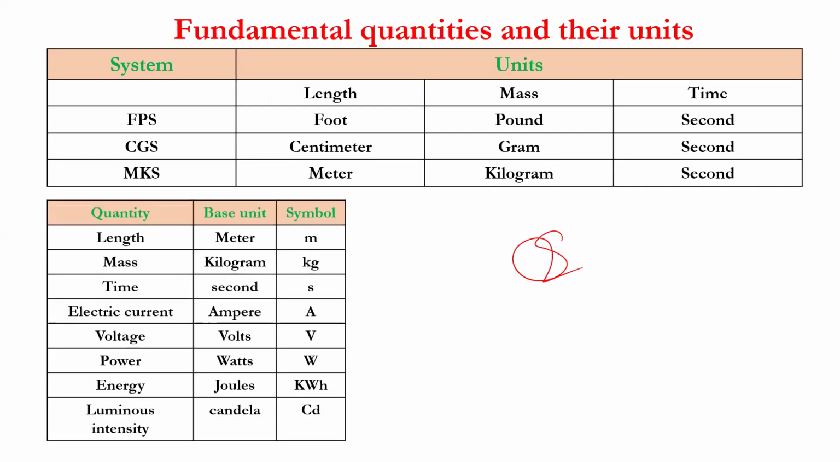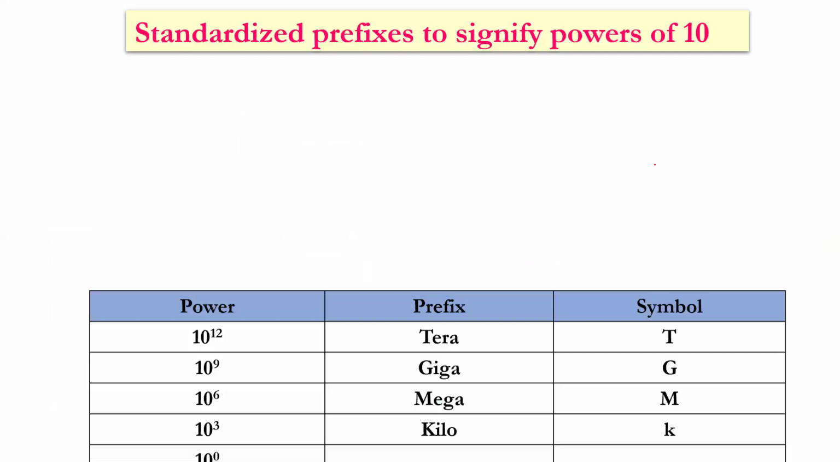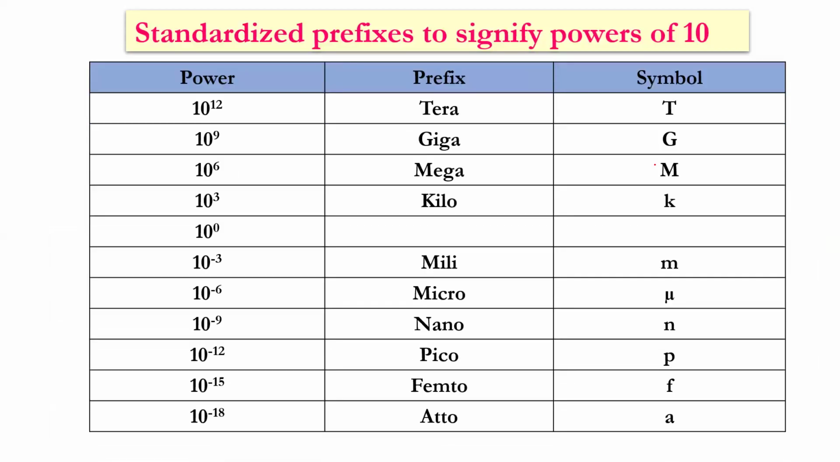All these are some basic units. We all know that for length, meter is the basic unit; mass, kilogram; time, second; electric current, amperes; voltage, volts; power is obviously watts; energy, joules; intensity, candela. All these are basic requirements. FPS stands for foot, pound, second. CGS stands for centimeter, gram, second. MKS, meter, kilogram, second. All these are standard fixed systems.